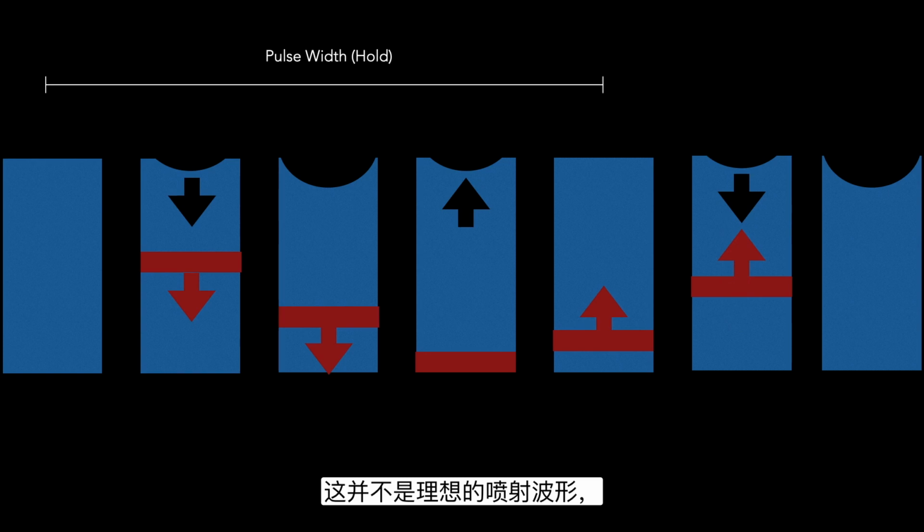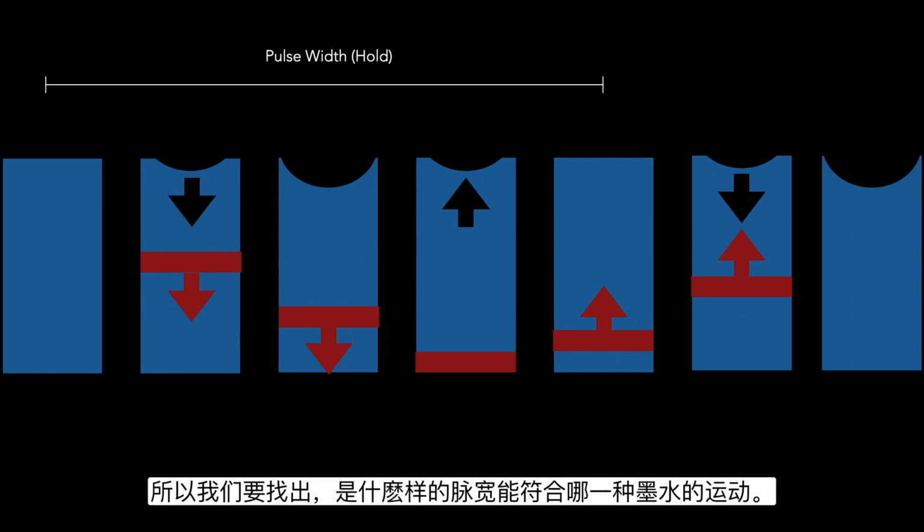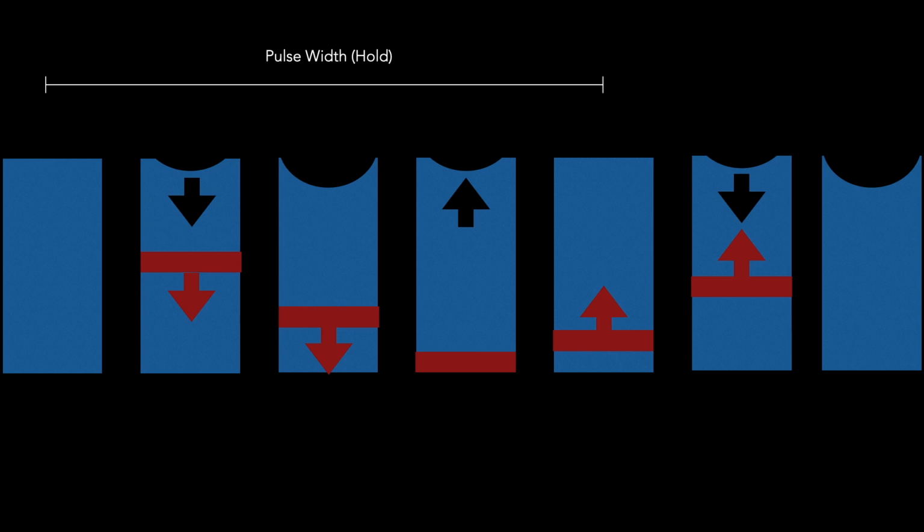For a waveform for jetting, this is not ideal because, A, it's wasted energy, and B, it can cause unstable motion within this nozzle. You want it to be a nice rhythm. So this is why we're trying to optimize our pulse width. Every ink is going to move a little bit differently, so we have to figure out what pulse width matches the movement of that ink.